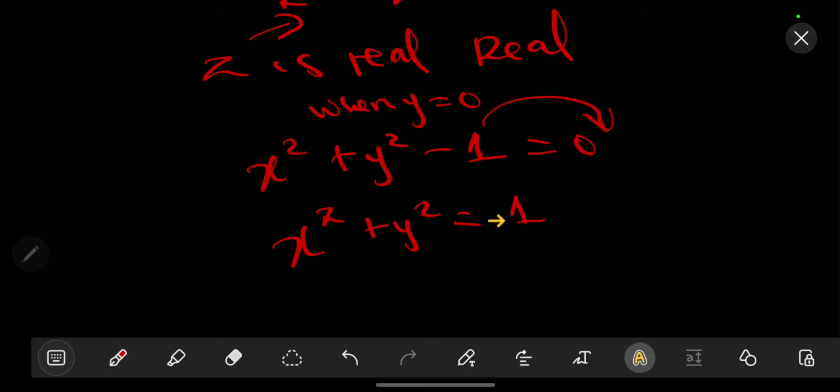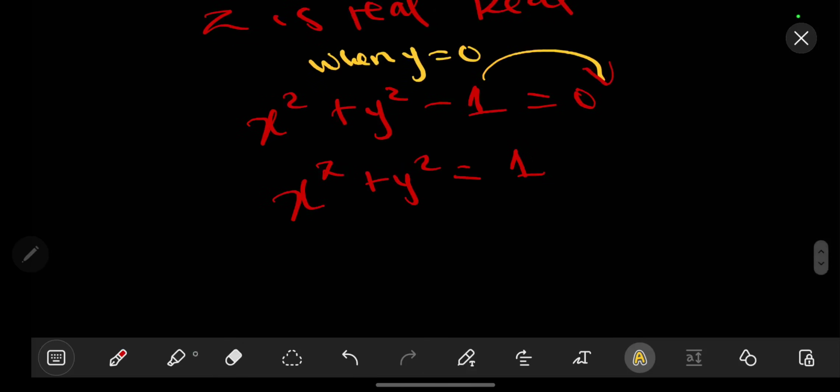It's not that we are just assuming that y is equal to 0. We found it. So we can say x squared plus 0, because y is 1. Instead of writing this, we can just leave the 0 because it won't change anything. So we are going to have x squared is equal to 1.